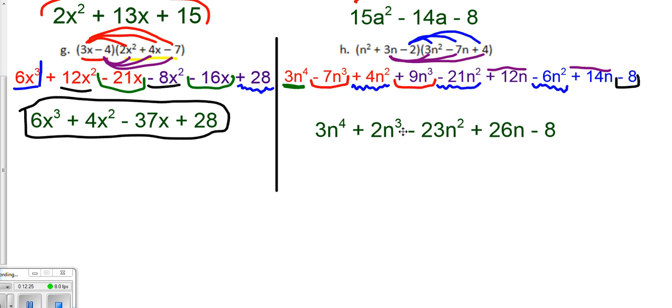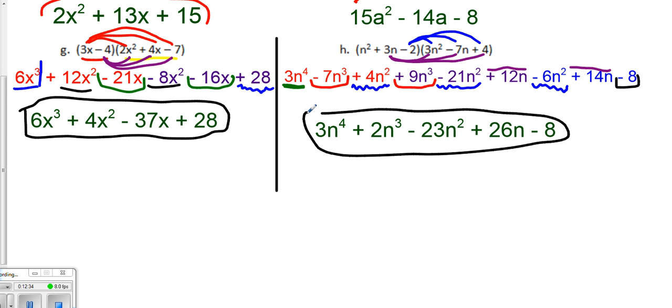So in the end, we'll have this new polynomial of 5 different terms. 3n to the fourth plus 2n to the third minus 23n squared plus 26n minus 8. And that'll conclude our lesson on multiplying polynomials.